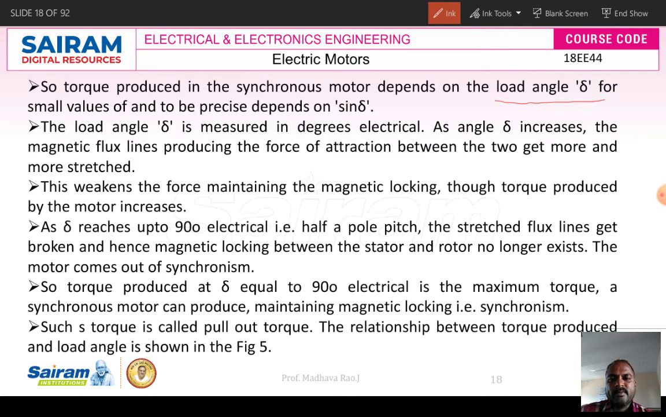The torque produced depends on sin delta. The load angle delta is measured in degrees electrical.